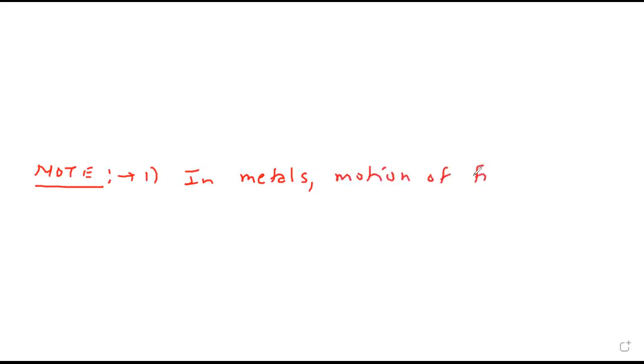In metals, who is responsible for current? Electrons. Free electrons, yes. In metals, the motion of free electrons produces current.